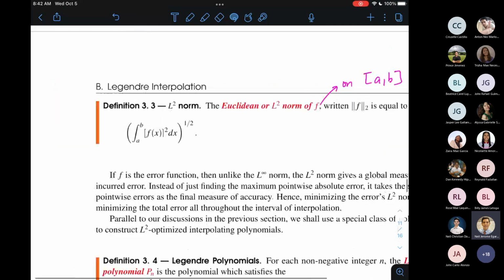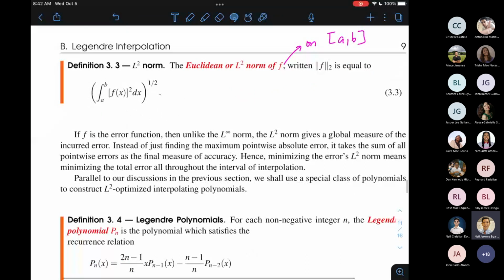Sa problem set kasi may essay part. Pwede kong itanong, ano yung pinagkaiba ng L2 norm sa L infinity norm with respect to quantification of the error, right? Or I can say, explain why we can say that the L2 norm of the error is much more of a global take on the error, while the L infinity norm is much more of a local take on the error. So parang gano'n, pwede ko yung itanong sa problem set, all right?